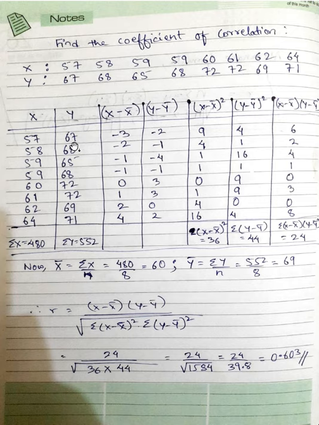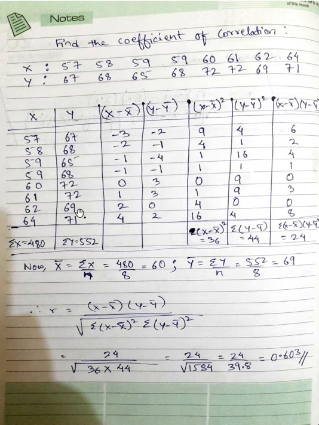So what we do is we first draw a column x and a column y. We write down all the values of x in here: 57, 58, 59, 59, 60, 61, 62 and 64. And we write all the values of y, that is 67, 68, 65, 68, 72, 72, 69 and 71.